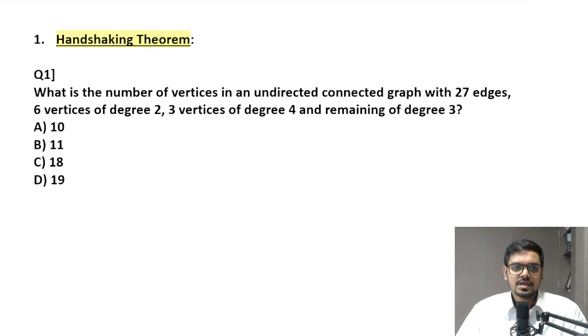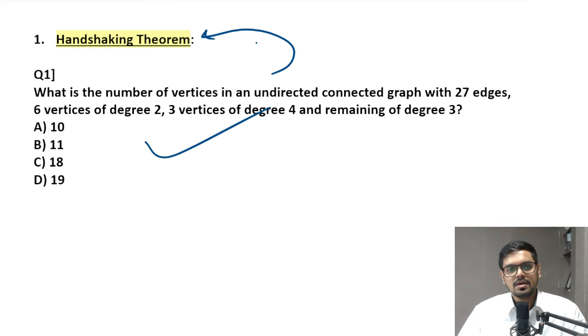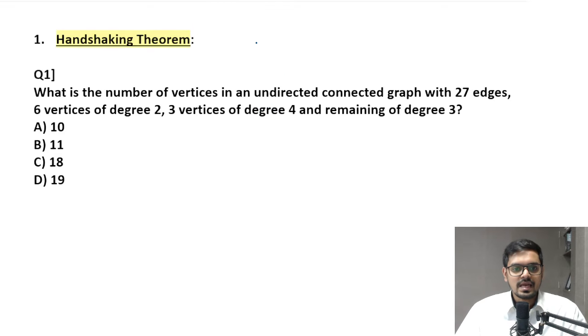The question says, what is the number of vertices in an undirected connected graph with 27 edges, 6 vertices of degree 2, 3 vertices of degree 4, and remaining of degree 3? We have 4 options. Nowhere it is written that you have to use the handshaking theorem. Always remember, there won't be direct mentioning of the theorems. It's intuitive. Looking at the data and what we have to find, you will get the idea, oh, here we have to use the handshaking theorem. Understood? So now, let us analyze the data.